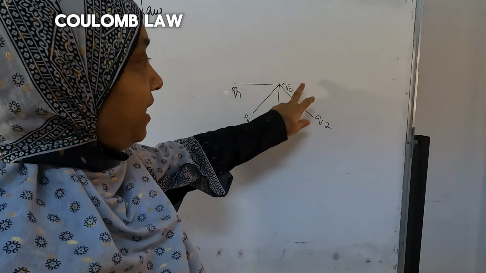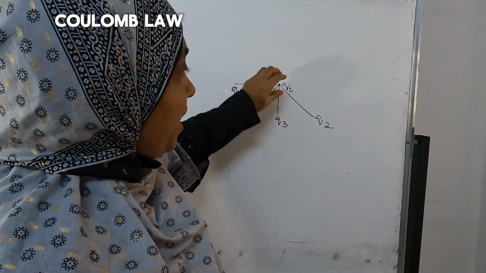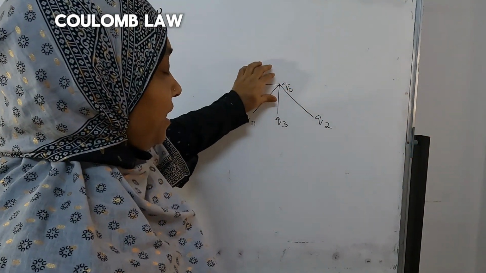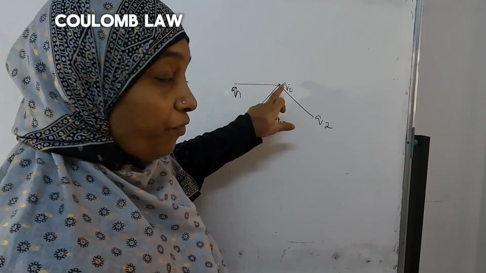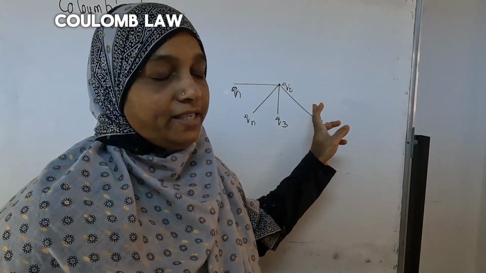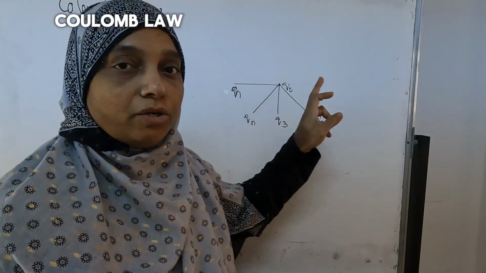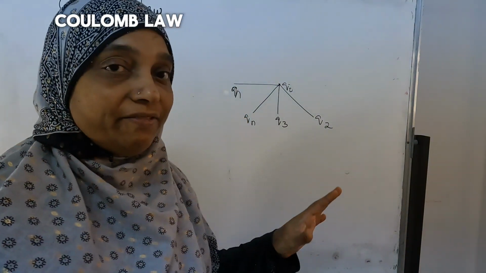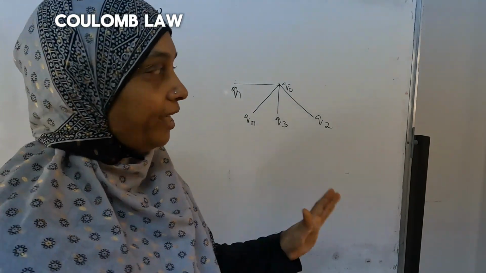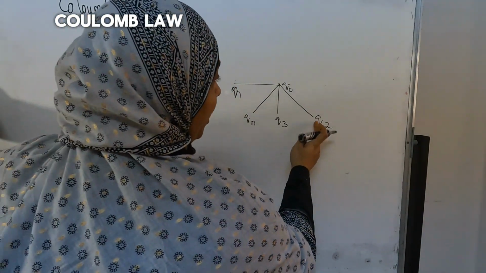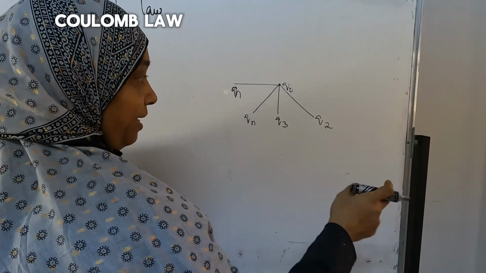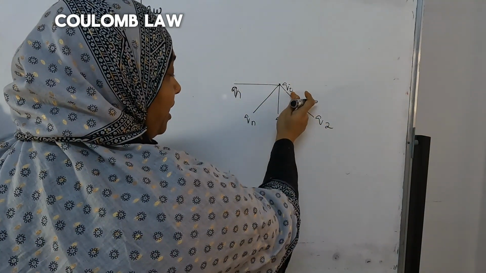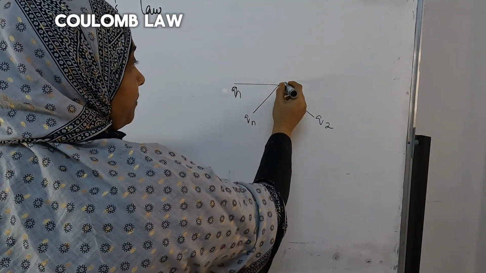Now we are seeing the charge Q naught is here. Now we are going to calculate using the superposition principle. What is the force on Q naught due to all the other charges? Net force on Q naught, the electrostatic force on Q naught, we are going to calculate. So first we will identify the direction. See here, Q2 and Q naught are both positive, so it is repulsive. So Q2 makes the force on Q naught go in this direction.